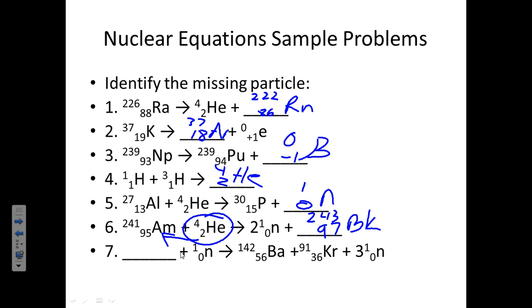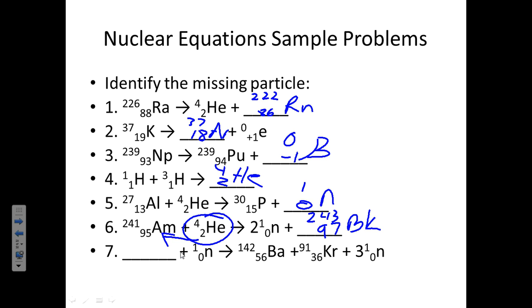Right. All right, now right over here on number 7, notice that we're shooting a neutron at something. And then what's happening to that something after we shoot the neutron at it? It's breaking apart. What do we call that? Fission. So we just got to add up the numbers.